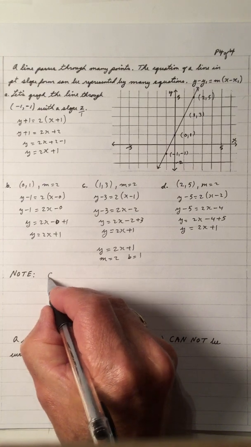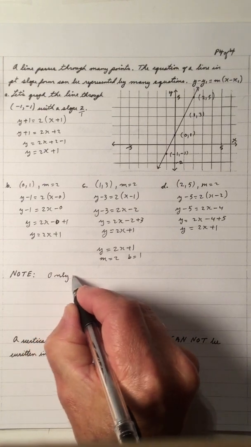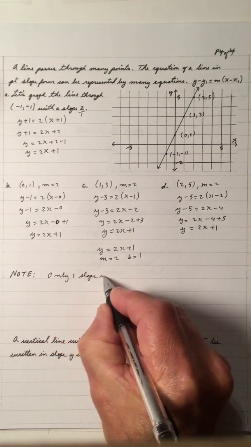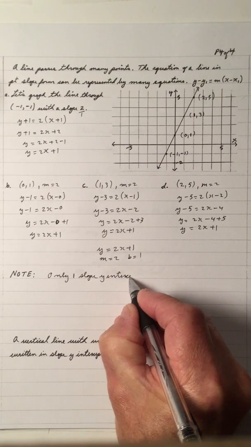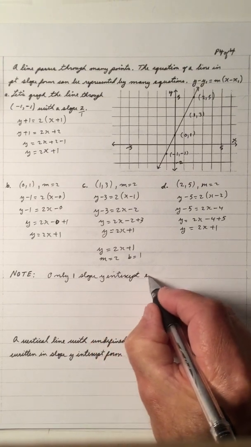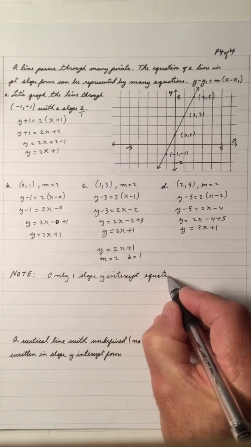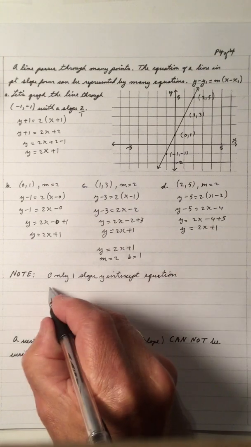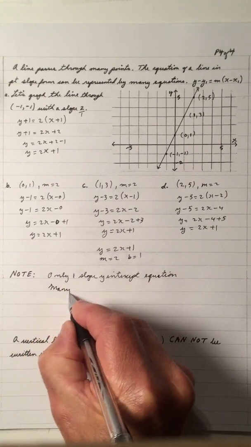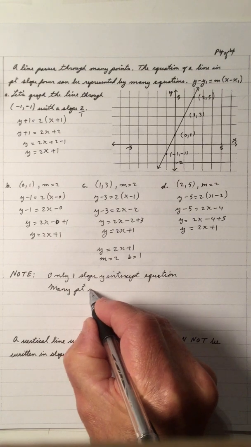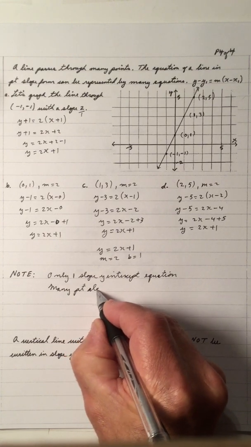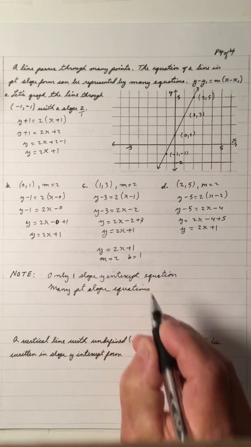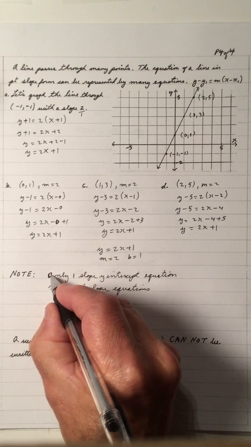So it has only one slope y-intercept equation. Only one, because it only has one y-intercept, which is, there it is, y equals 2x plus 1. But it has many point slope equations, because it has many points on the line. I just wanted to illustrate that.